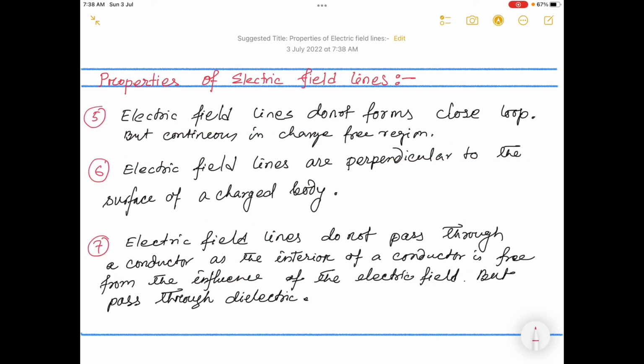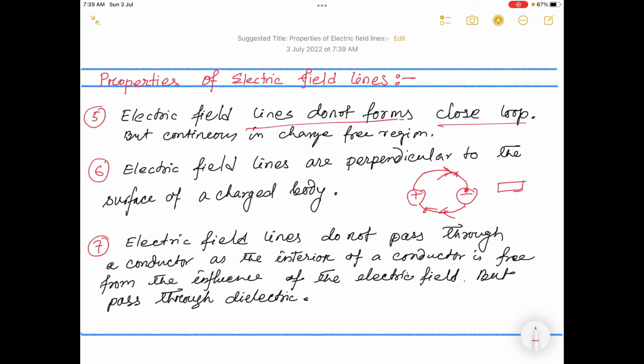Now our next properties are 5, 6, 7. Here you can see electric field lines do not form closed loops. Here this is positive and this is negative charge, and the electric field emerges from the positive and ends at the negative. You cannot say the same line is coming out of the negative and entering the positive. These are different lines, so you cannot say they are closed loops.